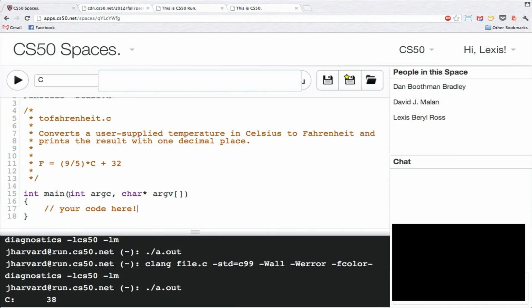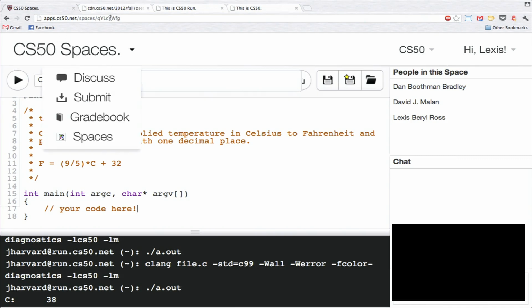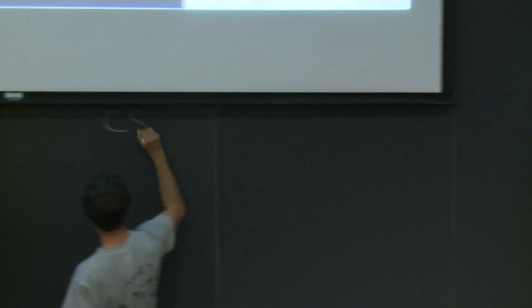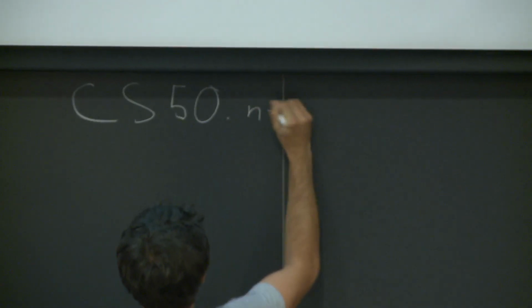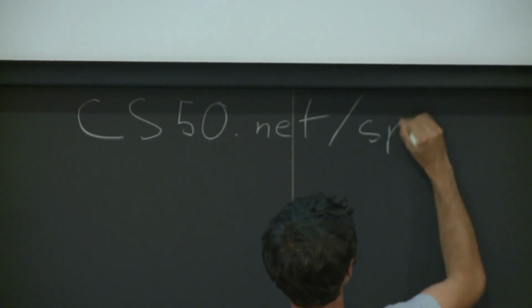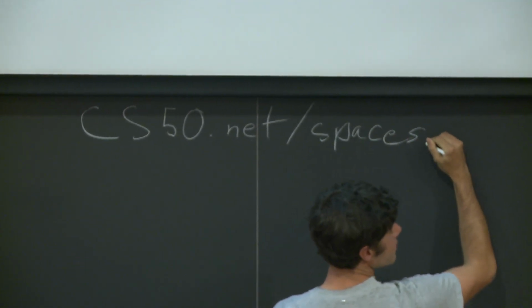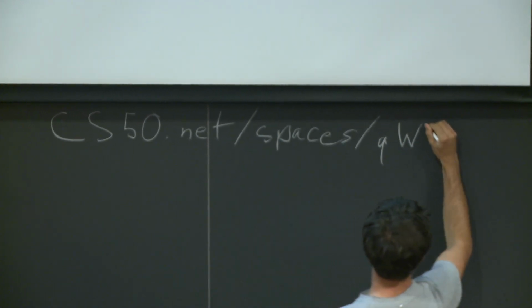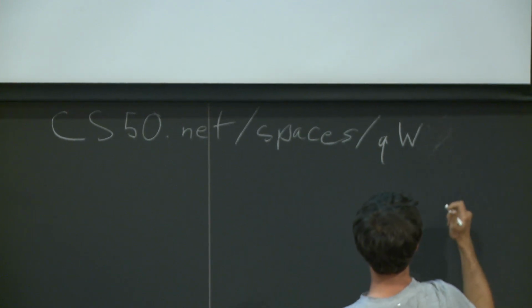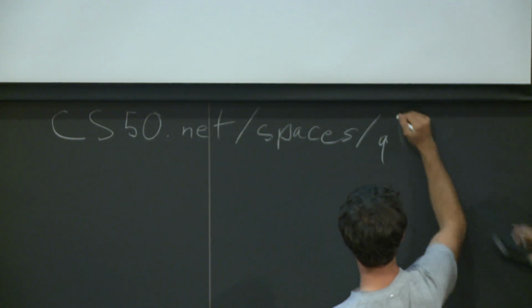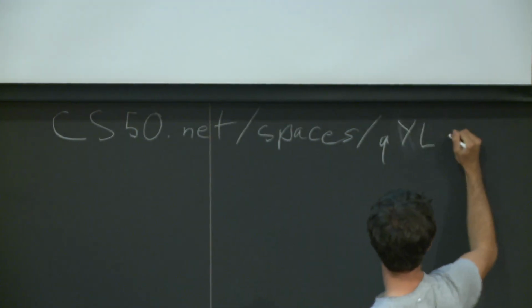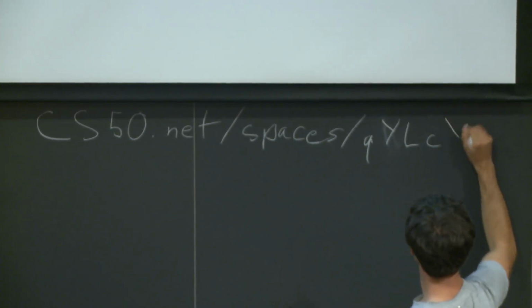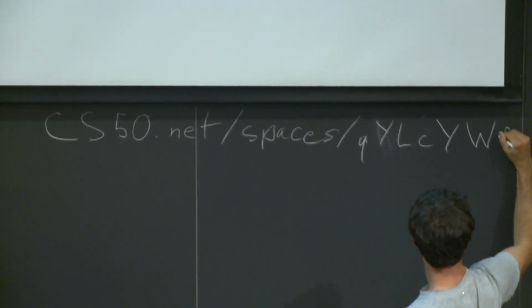In order to get to this space, CS50 spaces can be accessed using this URL, which Dan is going to write on the board, and I'll dictate as well. cs50.net/spaces/ lowercase q, capital Y, capital L, lowercase c, capital Y, capital W, lowercase f, lowercase g.